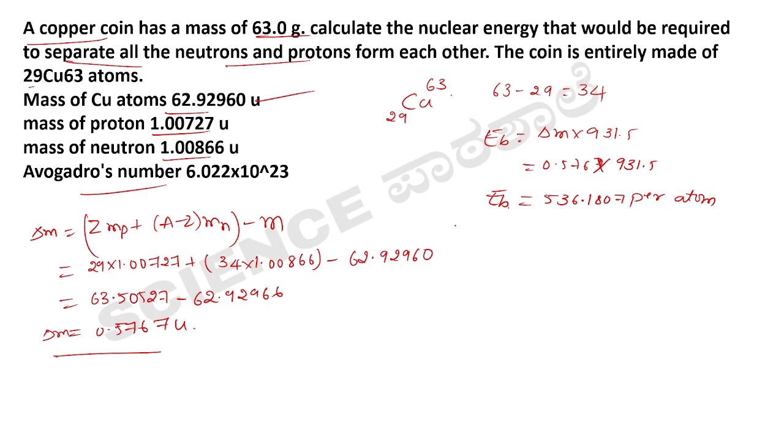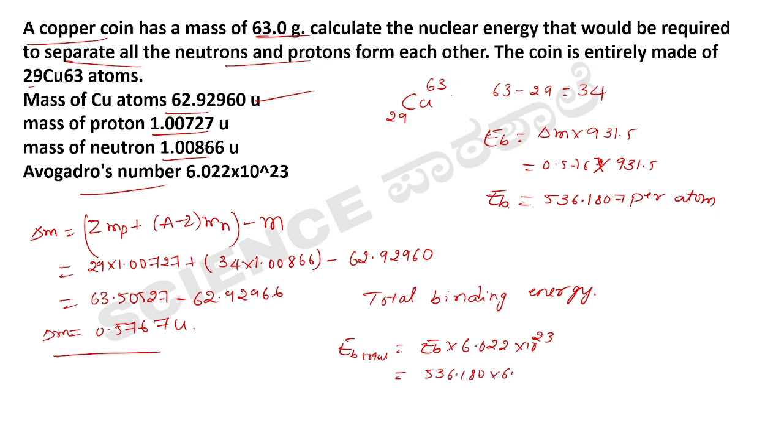Then we have to calculate the total binding energy. EB total is equal to EB multiplied by the Avogadro number. The mole concept comes in here, but we need not concentrate on it that much. Whatever Avogadro number they give, just multiply it with this binding energy, so into 6.022 into 10 raised to 23.